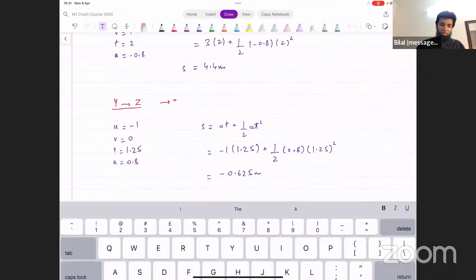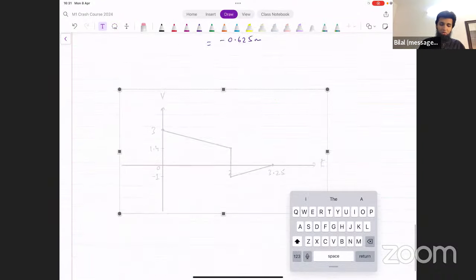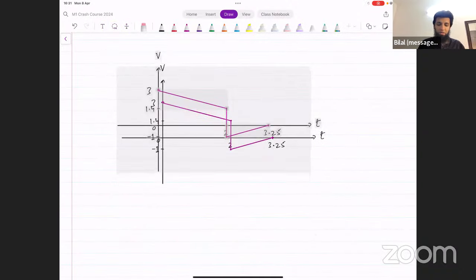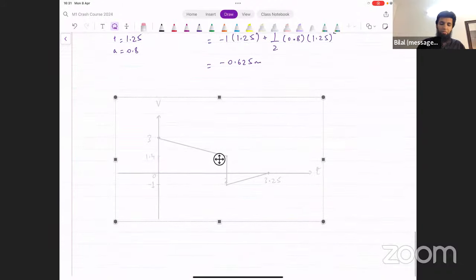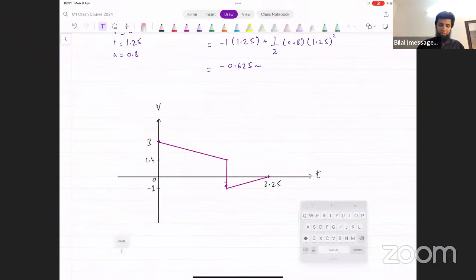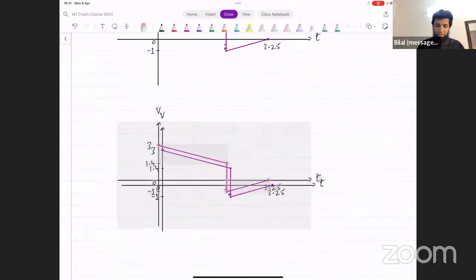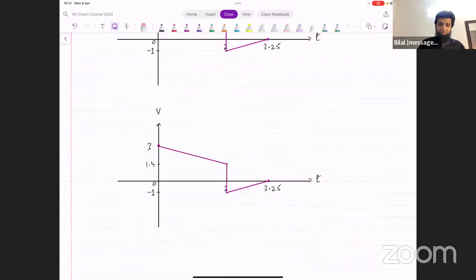Again, these are the important time instances, t equals 2 and t equals 4, or t equals 3.25. Now what I'm actually going to do is keep this graph in front of me, and that will help us understand how the displacement time graph is going to look. Let's mark the important points first of all. Okay, so now we have the displacement time graph.